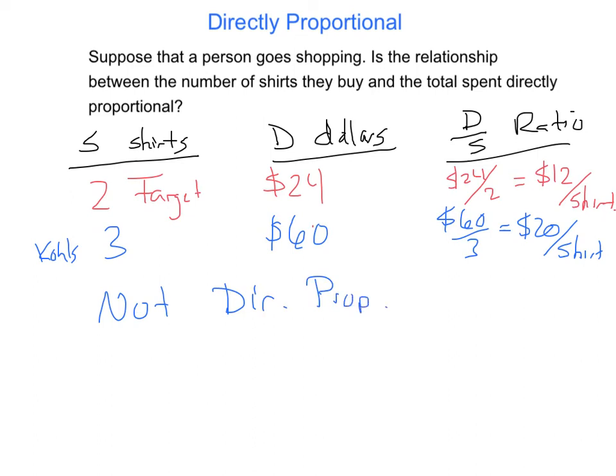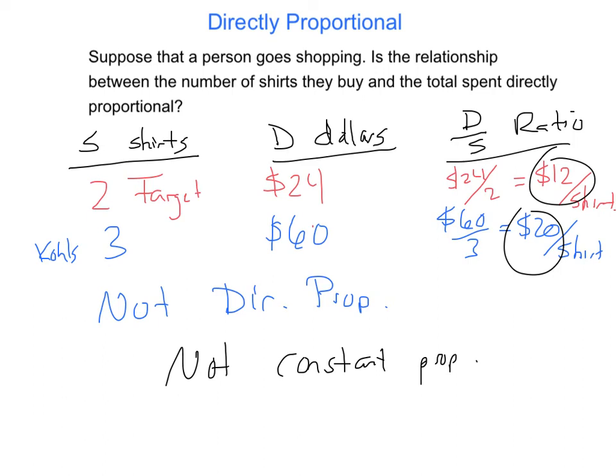And the reason it's not going to be directly proportional is because these two, they're not constants, okay? We don't have this relationship. We can't just take how much I spent divided by my shirts and always get the same number out. Therefore, it's not directly proportional, because we don't get a constant proportion.